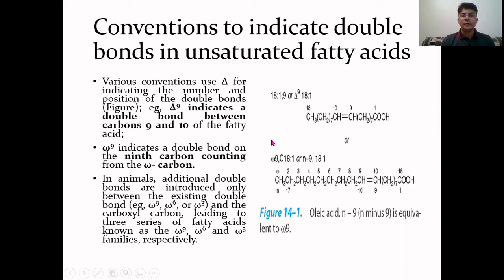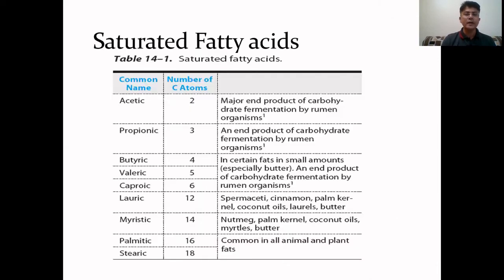Often the omega carbon is used to indicate the position of the double bond. For example, omega 9 indicates a double bond on the 9th carbon counting from the omega side of the unsaturated fatty acid. So counting from the omega side, the double bond is present between the ninth and the 10th carbon in the case of oleic acid. As oleic acid is an 18 carbon long unsaturated fatty acid, from the carboxyl side also the double bond is present between the ninth and 10th carbon. So it is the case where omega numbering and the normal numbering are almost similar regarding the position of the double bonds.